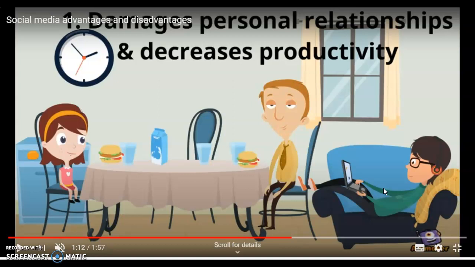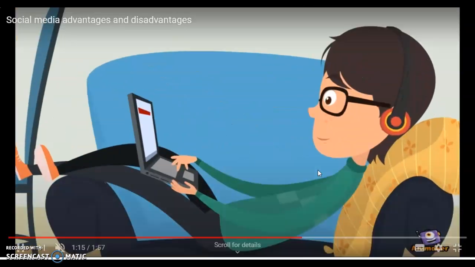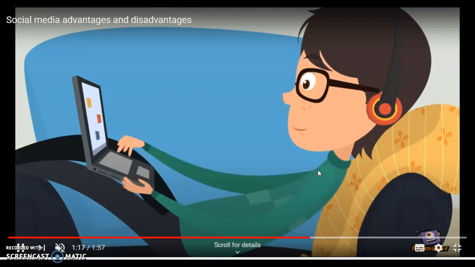They have no time to talk with their family members, but they have a huge amount of time to spend in the virtual world. As you are able to see over here, he is busy with his gadgets.